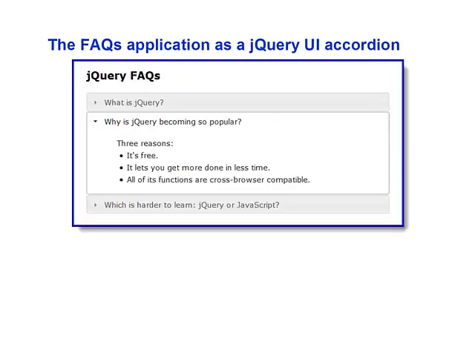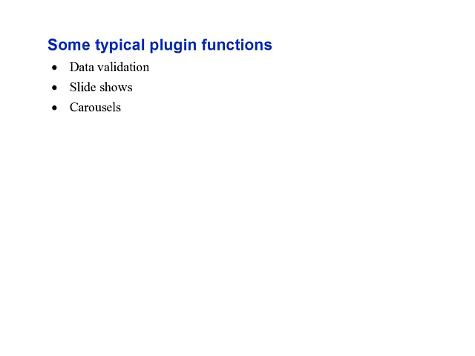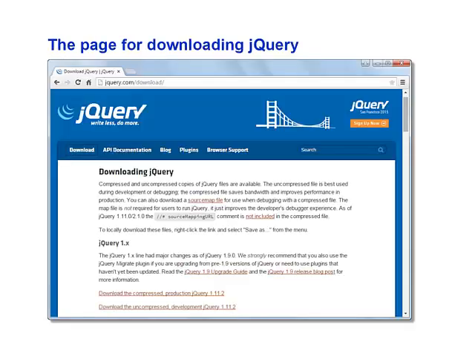FAQ application for the jQuery user interface is seen here. Notice the coding for the HTML user interface on the right. Some of the functionalities, terms that you'll become familiar with, if not already, are jQuery, the user interface, and the plugin. From jQuery.com, when you go to downloads, you'll see the links here for the compressed and uncompressed production jQuery 1.11.2, and you can download the upgrade guide as well as the release notes to get more information on the current version of jQuery and its library function as it relates to JavaScript.